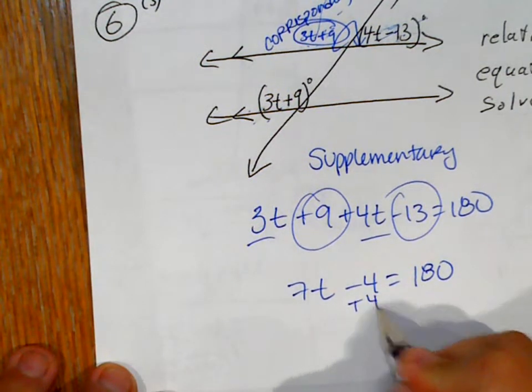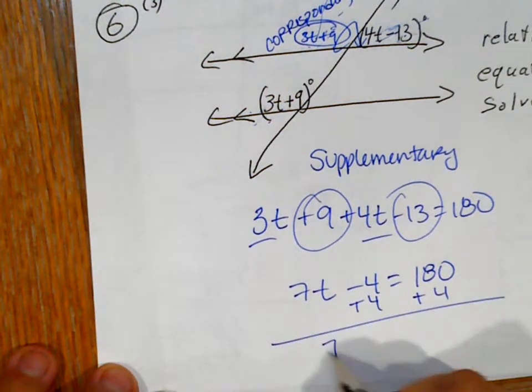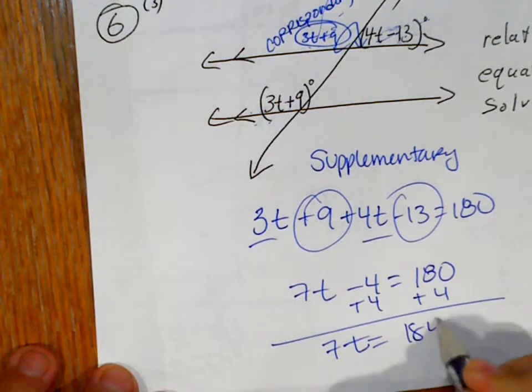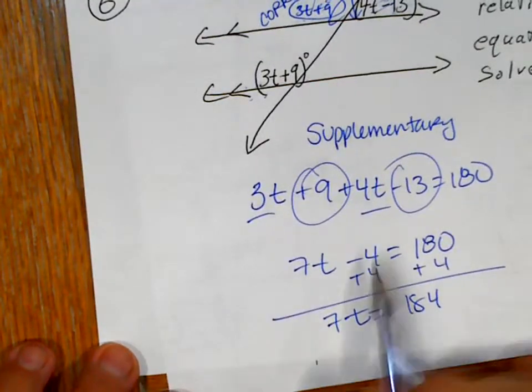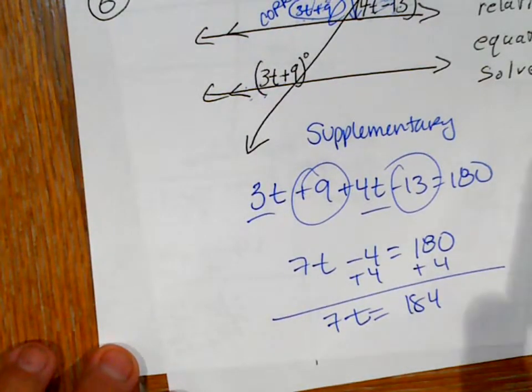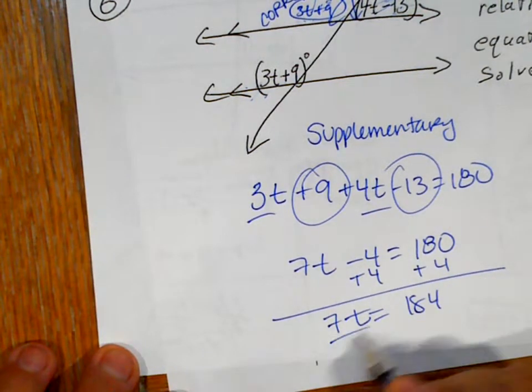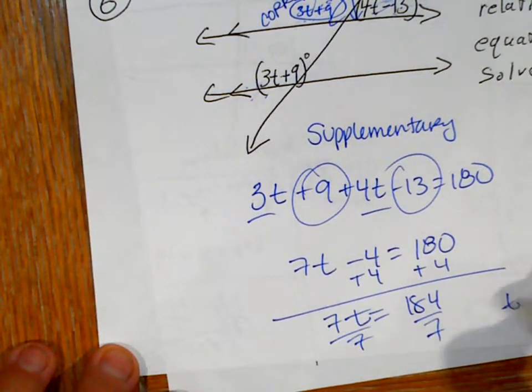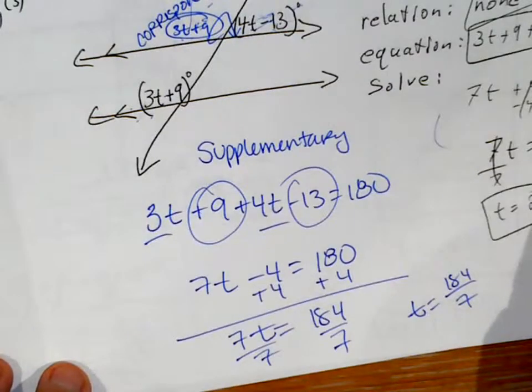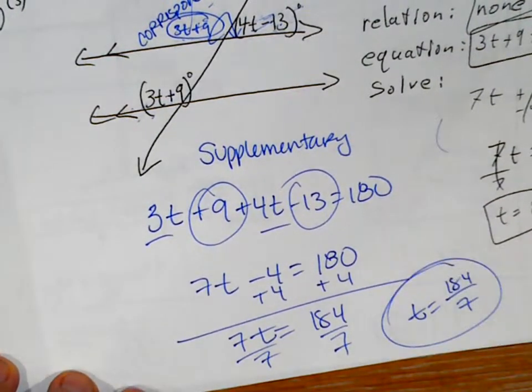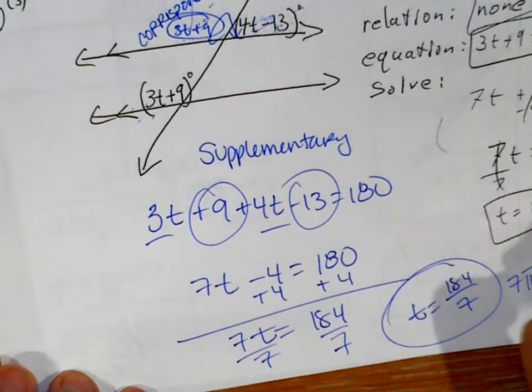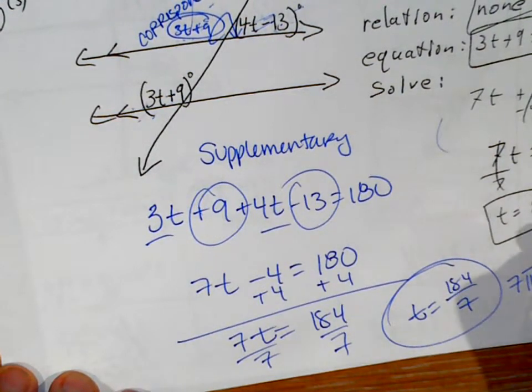I'm going to add 4 to both sides. 7t equals 184. Now I know this is not what's written on this paper. This is his error analysis. I'm just solving it correctly for you. So t is equal to 184 divided by 7. There you go. Again, leave it like that if you're going to divide it out. Okay, make sure you divide it out.